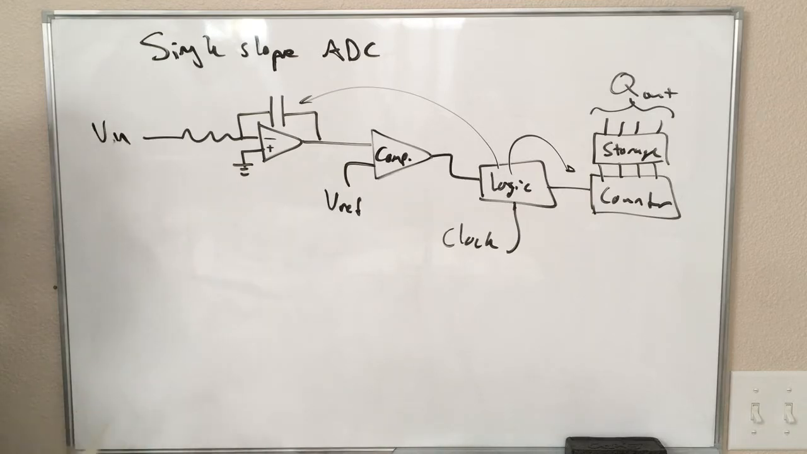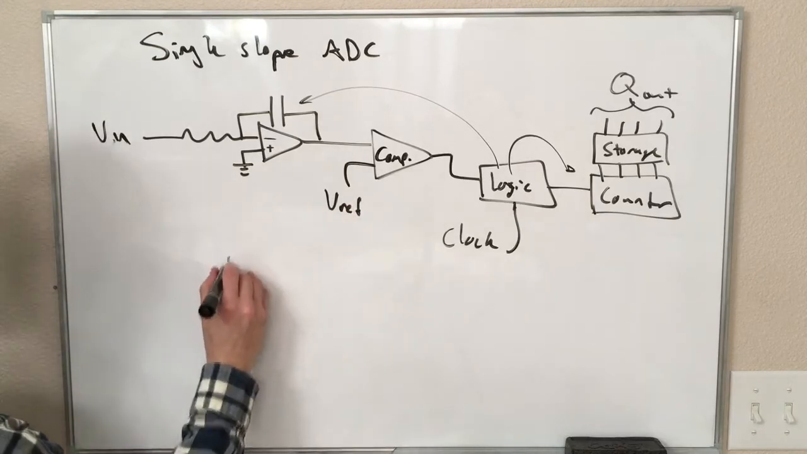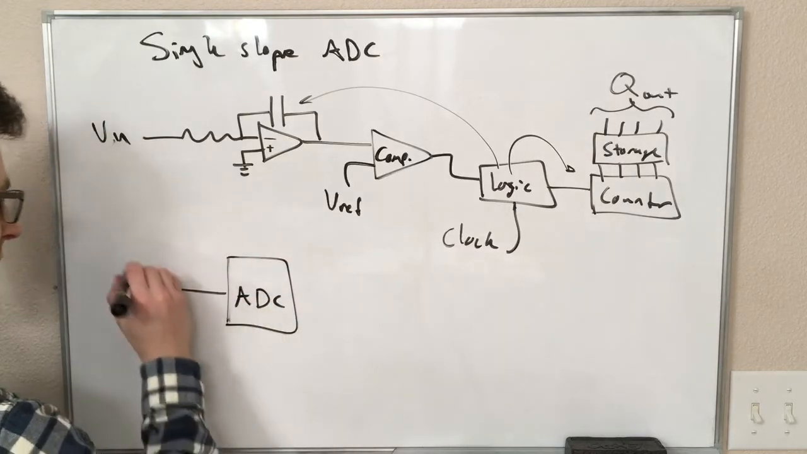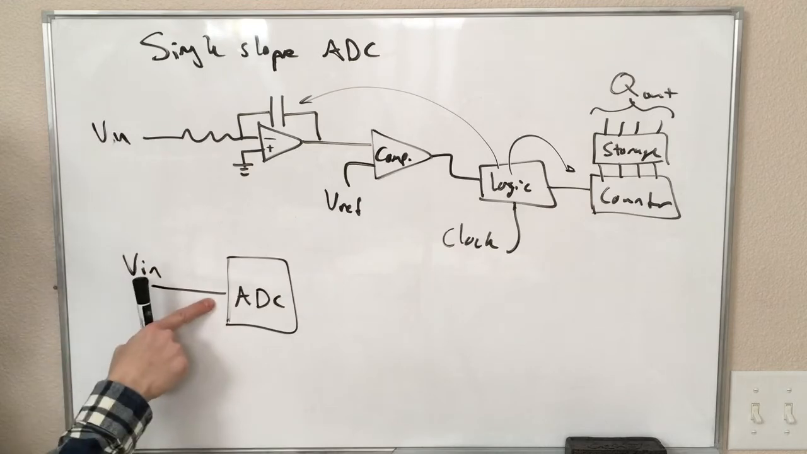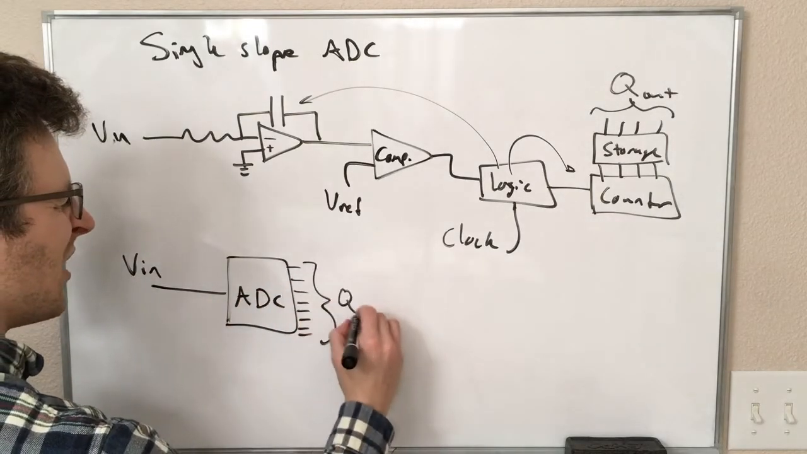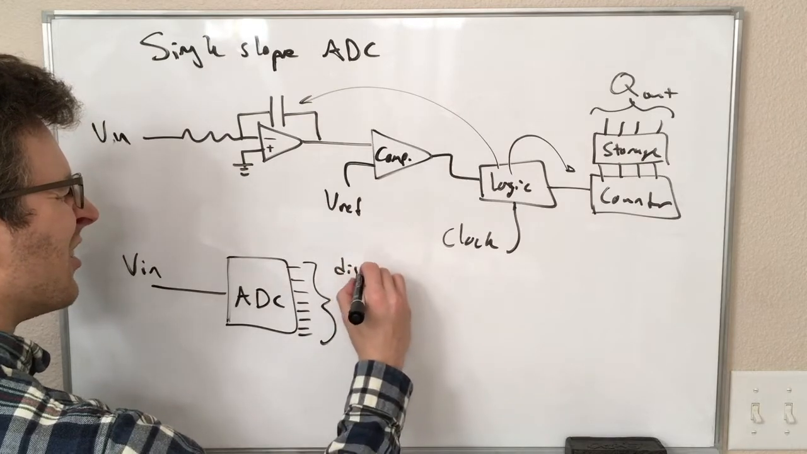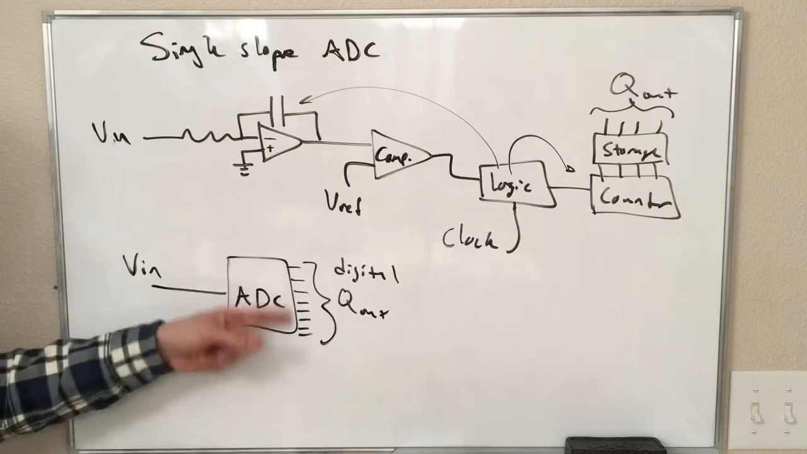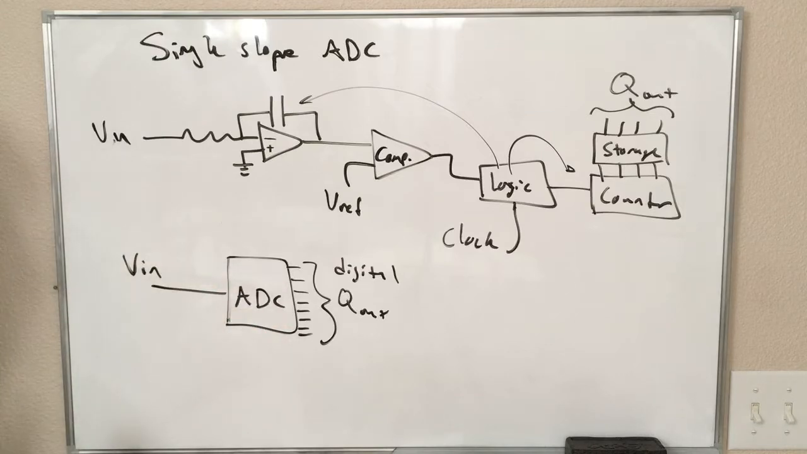So anyway, there you have it. In terms of a block diagram, this is going to look something like this. We have our analog voltage in and our digital voltages are the bits of our binary number as outputs.